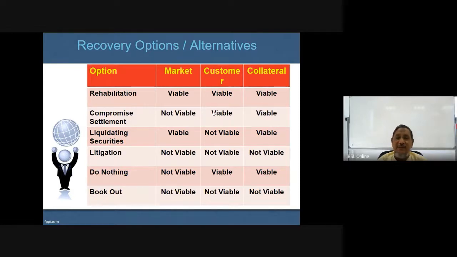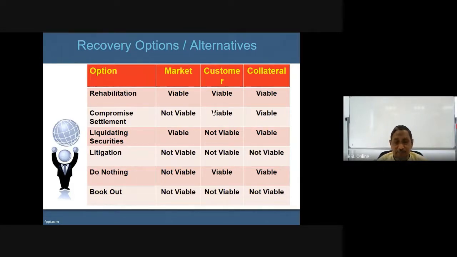But the customer is viable. Customer agreeable will come for a settlement, and the collateral is viable. Our next option, the best option, is called compromise settlement. Today we are going to discuss these two: rehabilitation and compromise settlement.